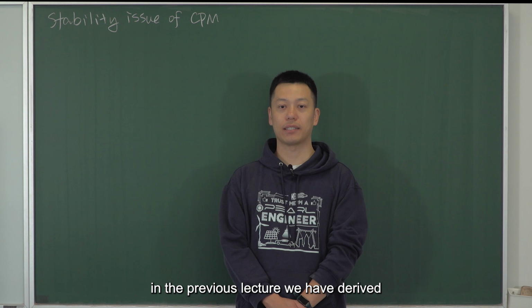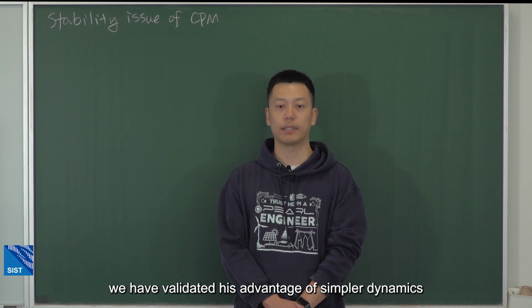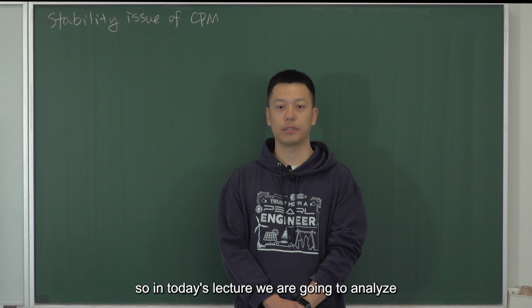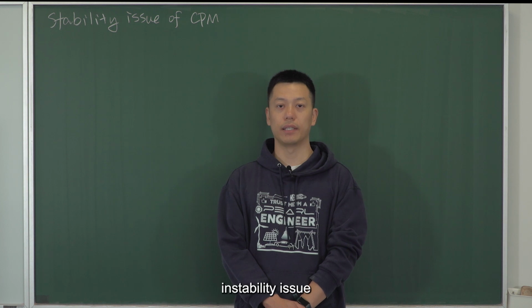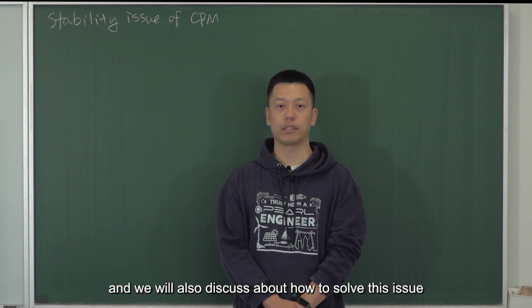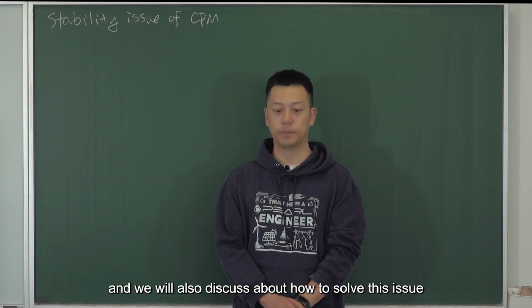In the previous lecture, we have derived the first-order model of the CPM controller. We have validated its advantage of simpler dynamics. So in today's lecture, we are going to analyze its disadvantages, which is the instability issue. And we will also discuss how to solve this issue.